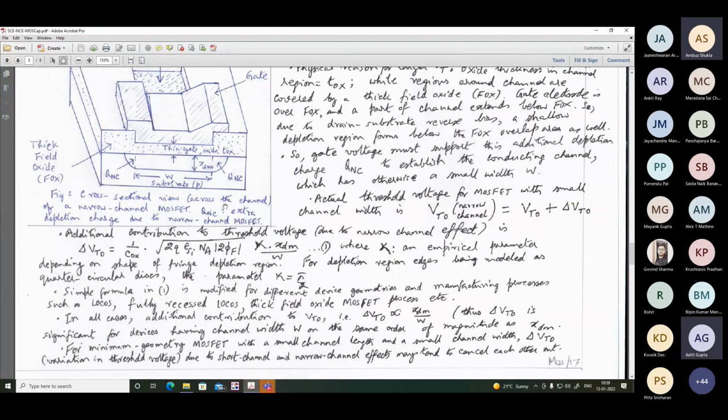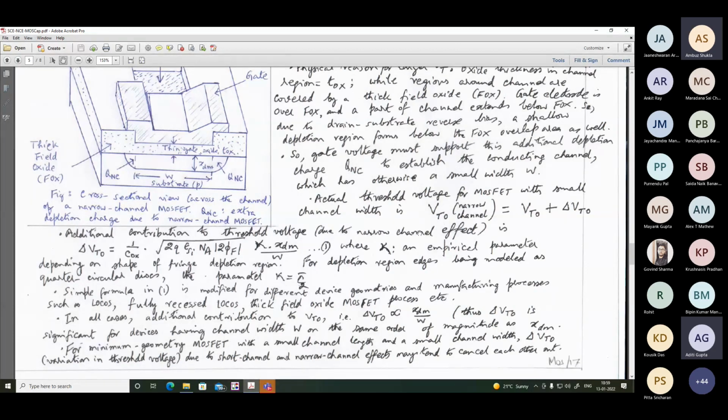Just to give you the underlying phenomenon: due to the narrow channel, the value of VT has to be increased by delta VT0. This kappa is an empirical parameter. We don't need the details of how this has come. Just know for sure that kappa, the Greek letter, is the empirical parameter, times XDM by W, and XDM is the vertical extent of depletion that we saw earlier. For the depletion region being modeled as a quarter circular disc, we make kappa equal to pi by 2. Pi by 2 into 4 gives you 2 pi, as if you place four such quarter circular discs, you get a circle. Probably that is where it has come from, but it is empirical, so I don't know the details.